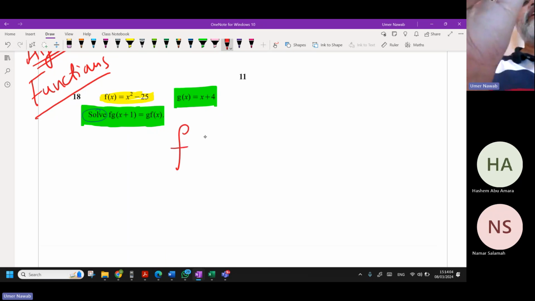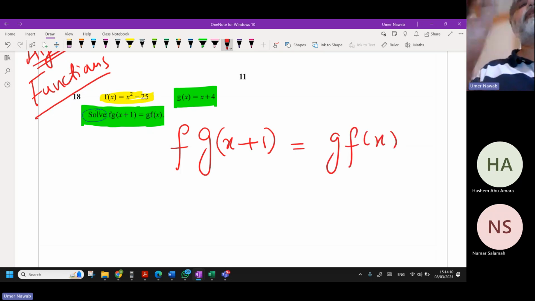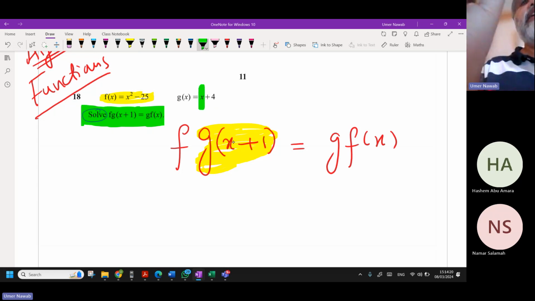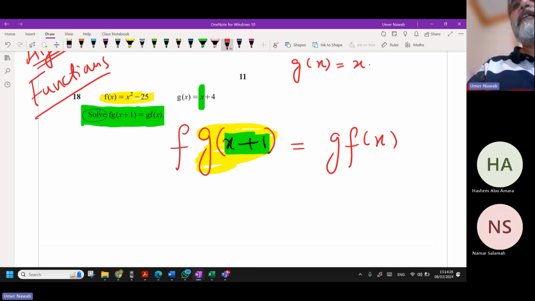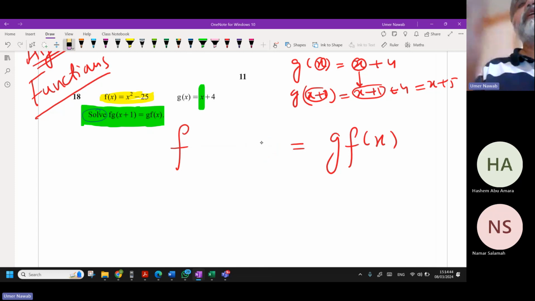How to establish the equation? He wrote here f of g of x plus 1 is equal to g of f of x. So be careful, guys. What is your g of x plus 1? Mr. Omar, in the place of x, I need to plug in x plus 1. If g of x is x plus 4, so if in the place of x I write x plus 1, then I have to replace this x with x plus 1, plus 4. So what is the answer I'm getting, guys? x plus 1 plus 4 is basically x plus 5. So can I erase g of x plus 1? So g of x plus 1 will come to just x plus 5.